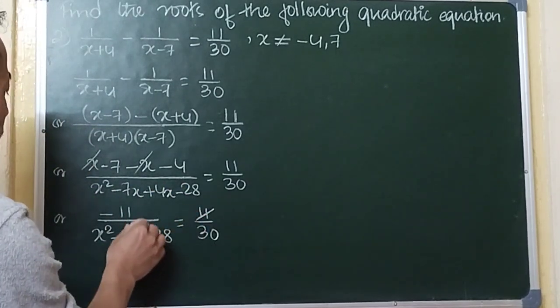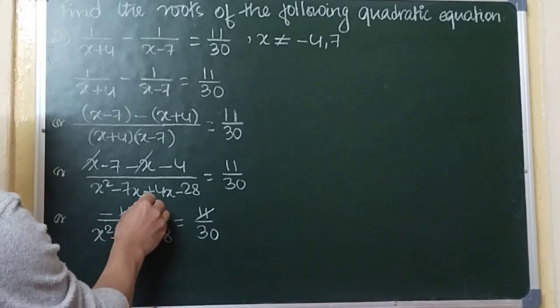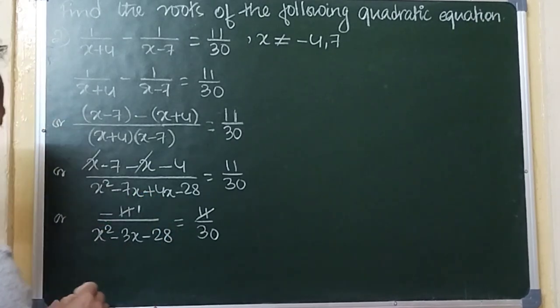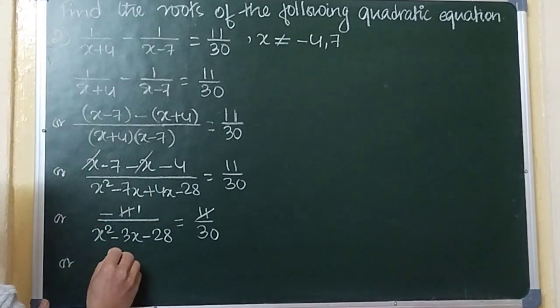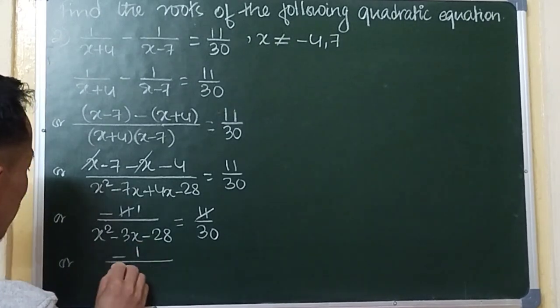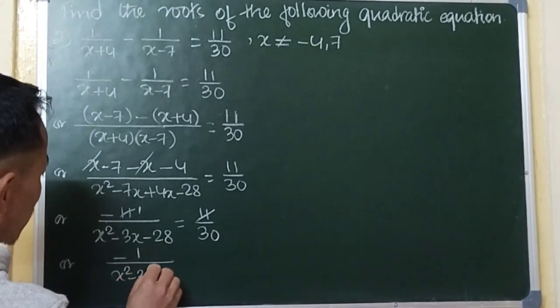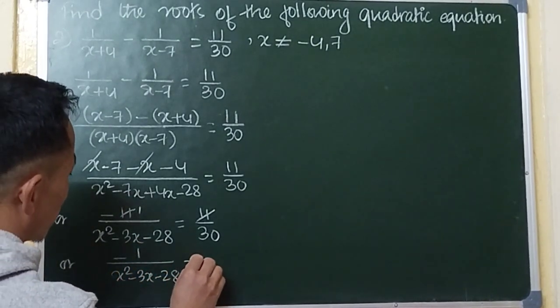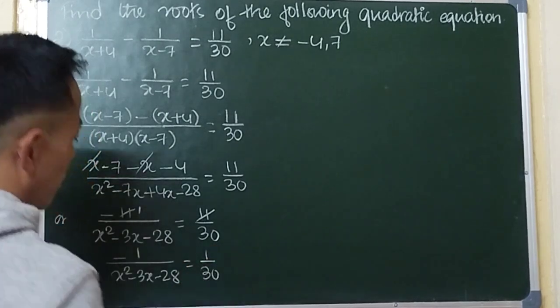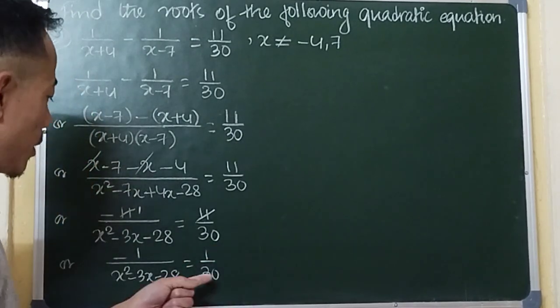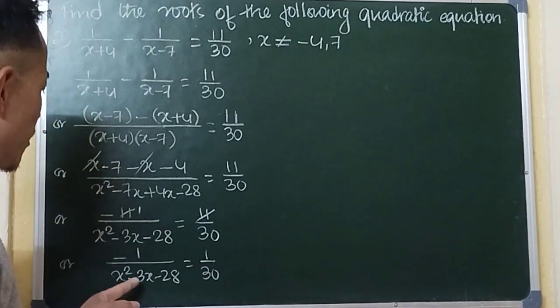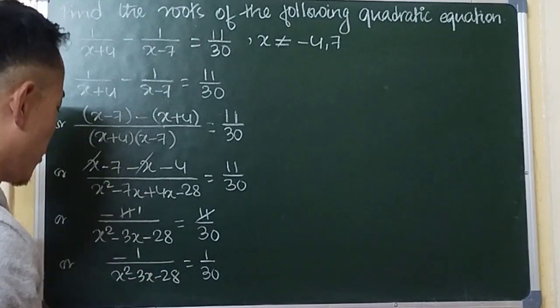So this 11 and this 11 can also be cancelled. So we'll have 1 here. So this equation can be written as minus 1 divided by x square minus 3x minus 28 equals 1 divided by 30. After that, what you have to do? You have to just cross multiply and bring this equation into its standard form.